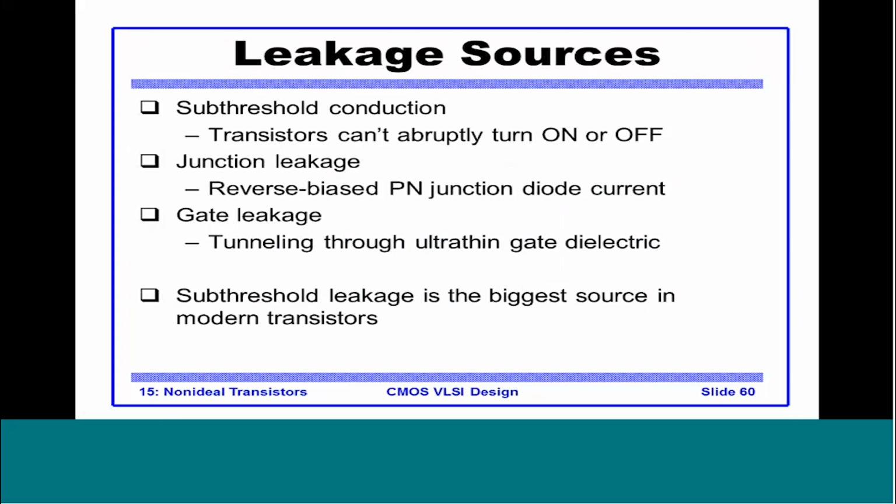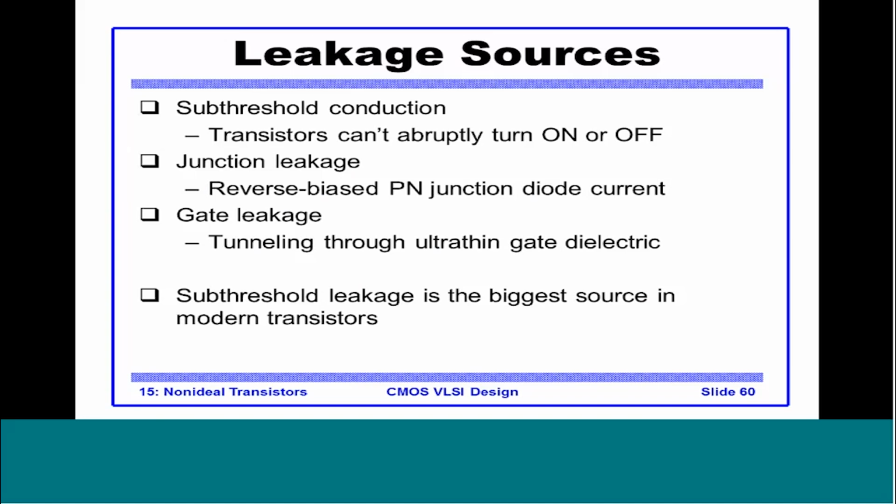There is a junction leakage. We say that the transistor is cut off because the diodes are reverse biased, but even a reverse bias diode, due to the minority carrier conduction, exhibits some junction leakage. Then there is a gate leakage. With the gate dielectrics becoming thinner and thinner as the technology progresses, there will be an effect of electrons tunneling through the gate dielectric, which is called gate leakage.